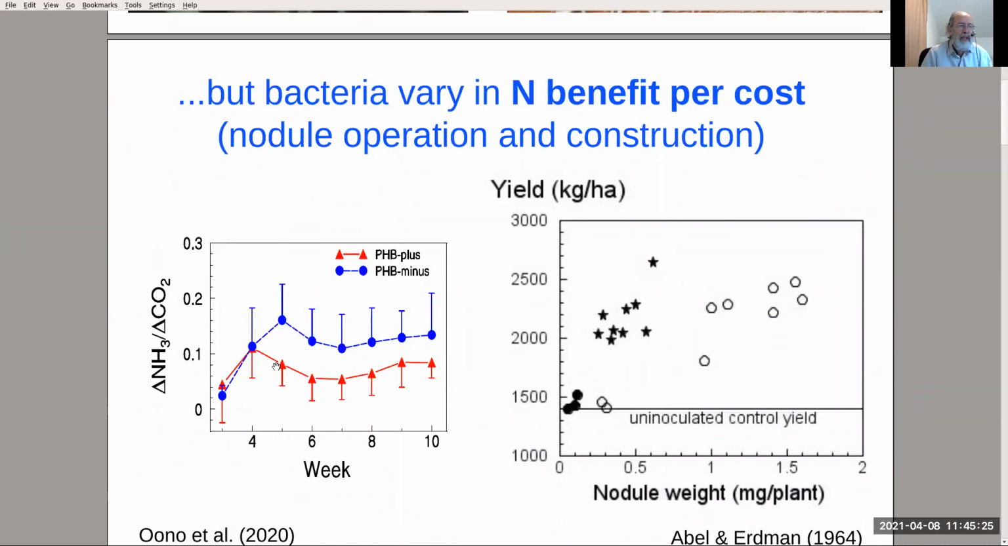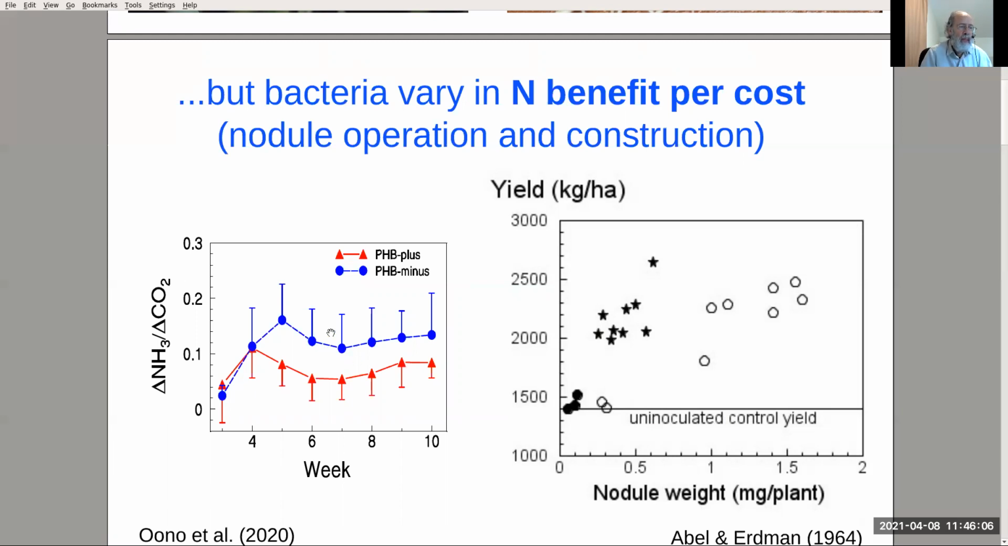But to increase those benefits, we have to recognize that different strains of bacteria vary in the benefit to cost ratio. The nitrogen is the benefit, but there's a cost to the plant for operating root nodules and also for construction of those nodules in the first place. That's the cost of carbon that the plant could have used for something else, like soybean oil, for example. Now, we've developed methods to measure the operation cost of nodules. That would be the amount of ammonia that they produce relative to the amount of carbon that they respire.